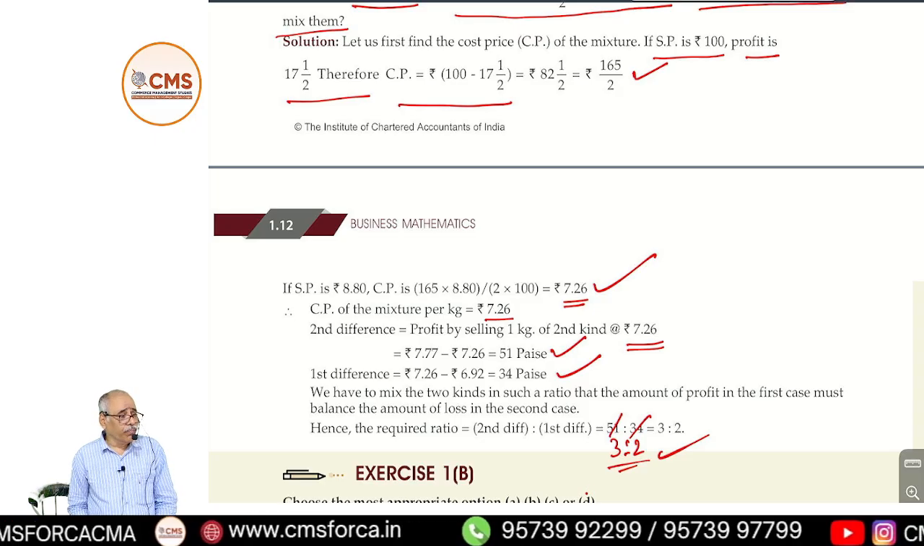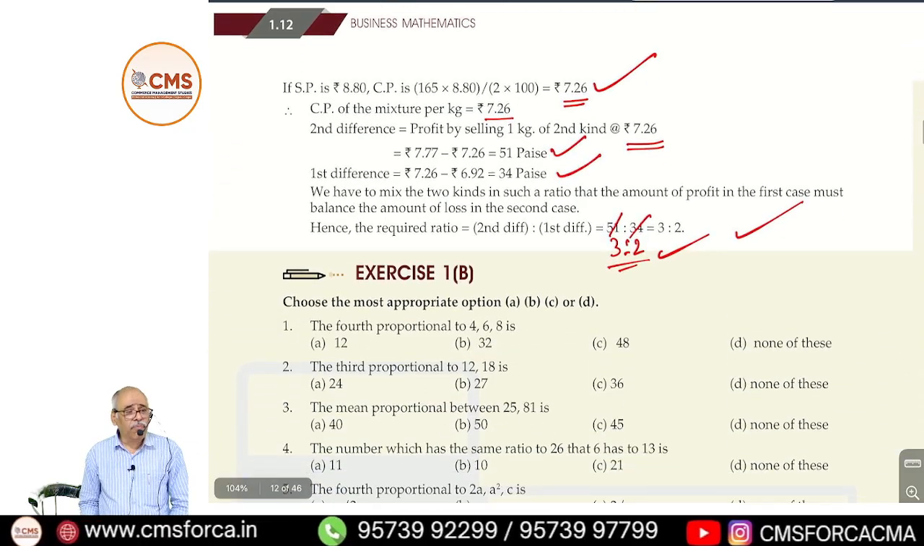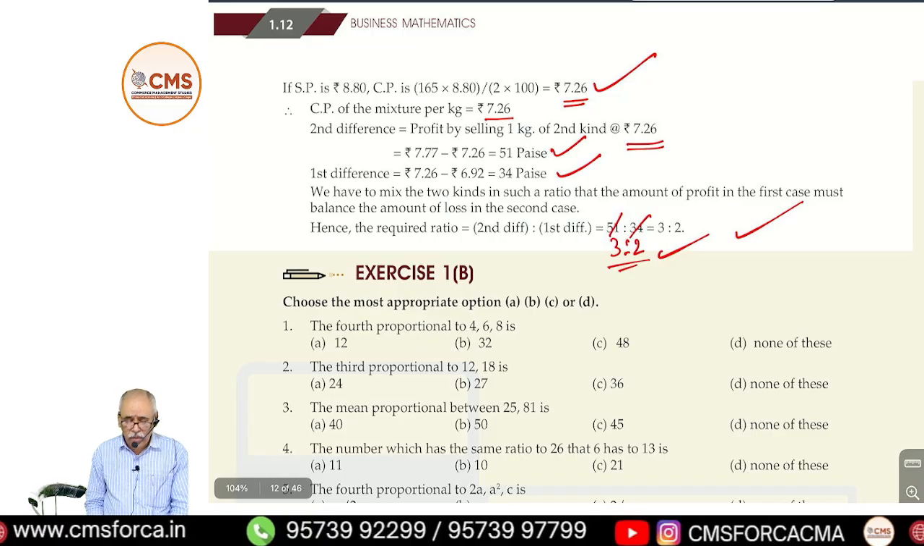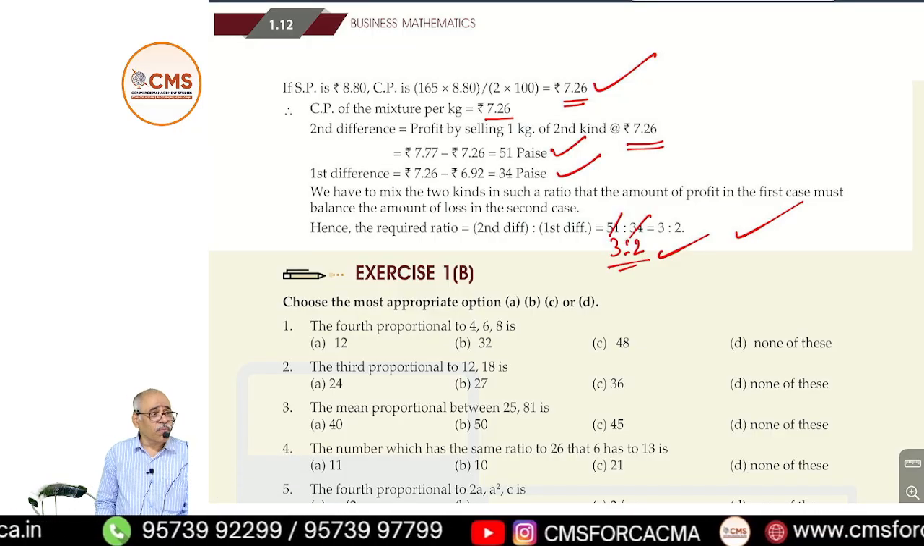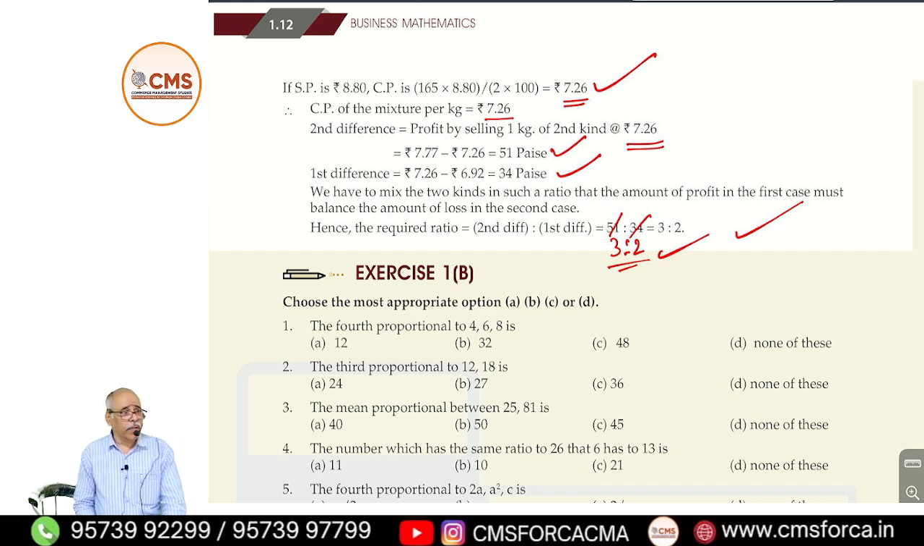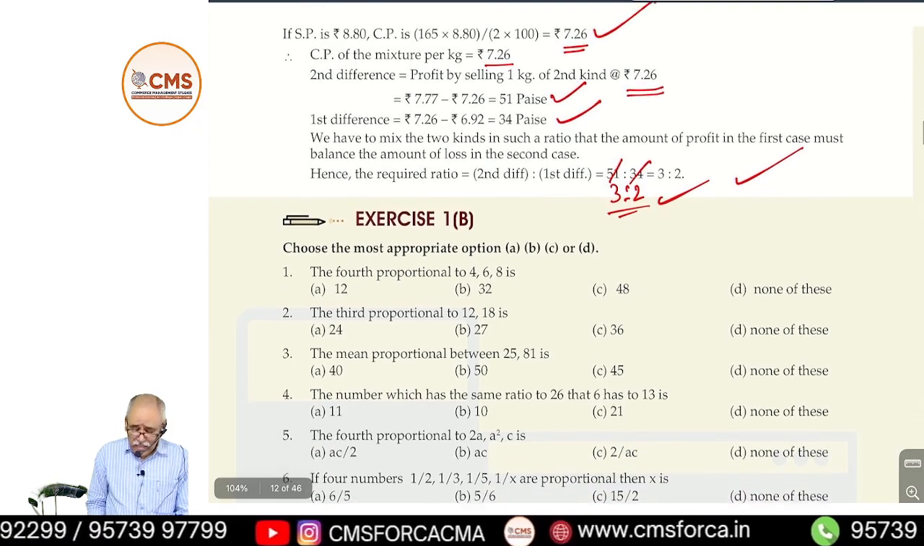Once again I will explain this problem after completion of exercise 1B, because whenever mixture problems are there, along with those problems I will explain similar type problems again. So don't worry. Now let us see exercise 1B.